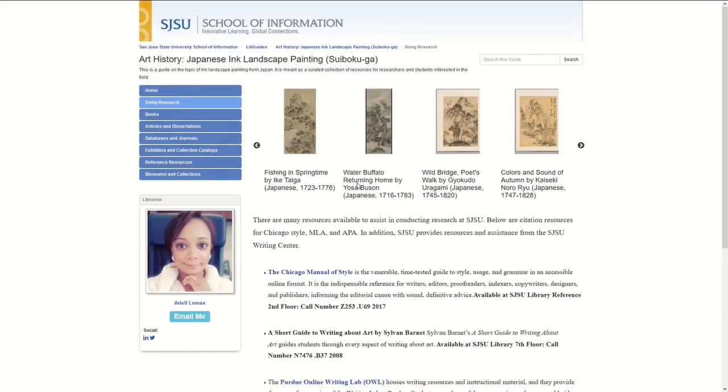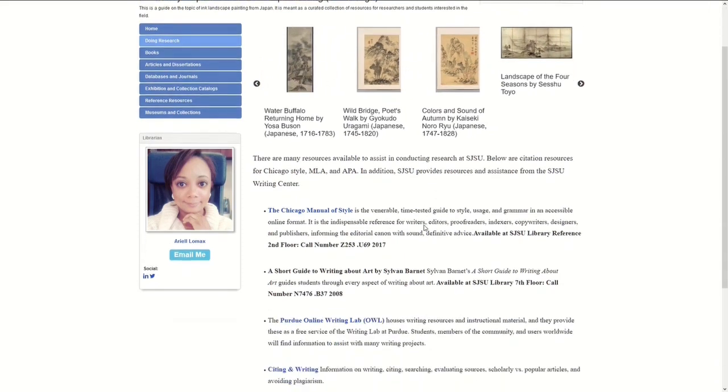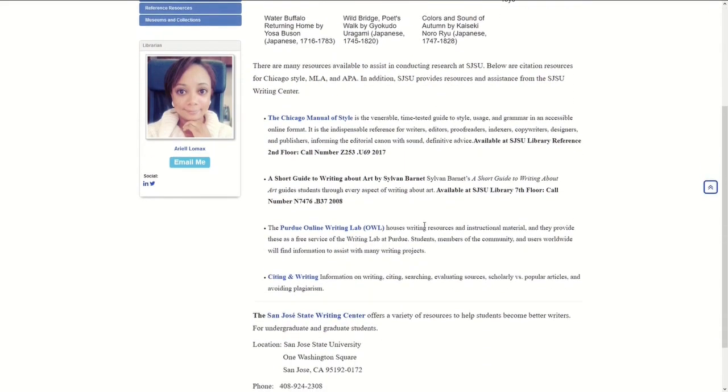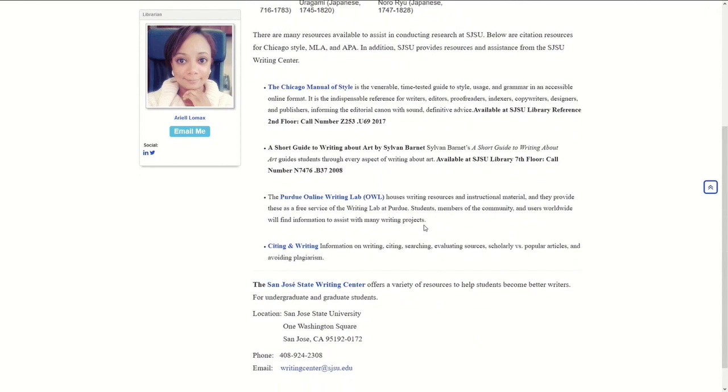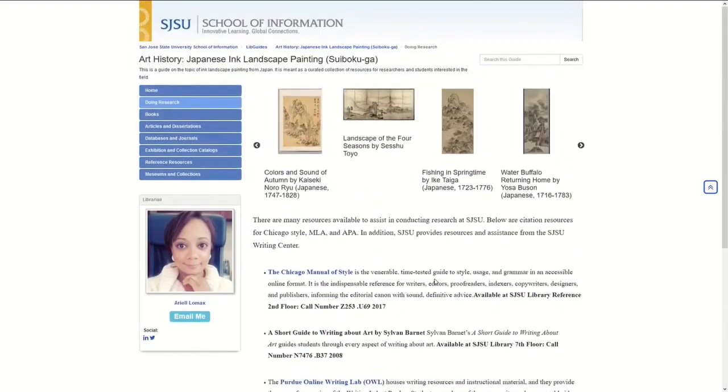Good LibGuides also include a summary of research support services available at the library. So I included a page for resources specific to art historical research, as well as useful links I found from the SJSU Writing Center that students might not know about. LibGuides can potentially be a great way to promote various services from libraries and writing centers to students.